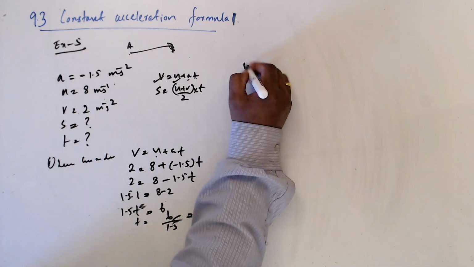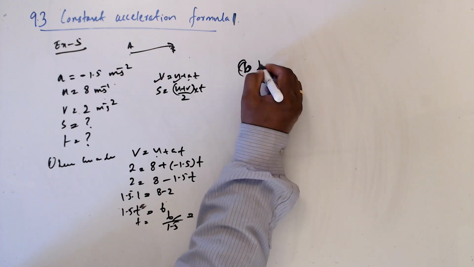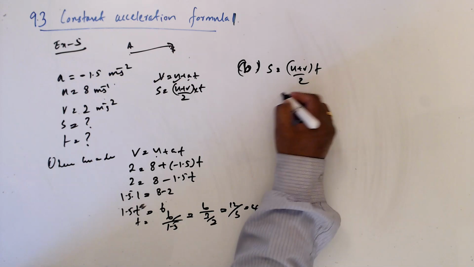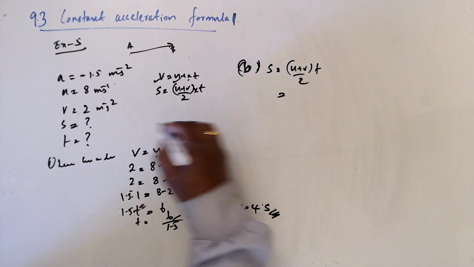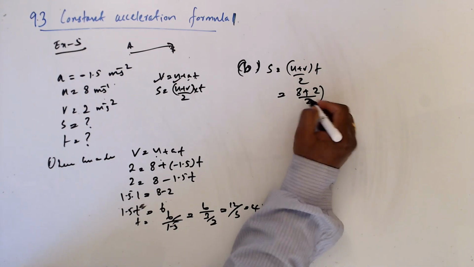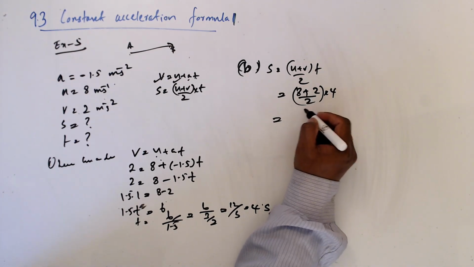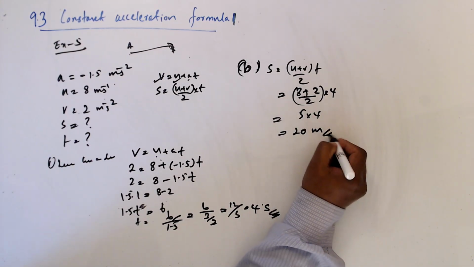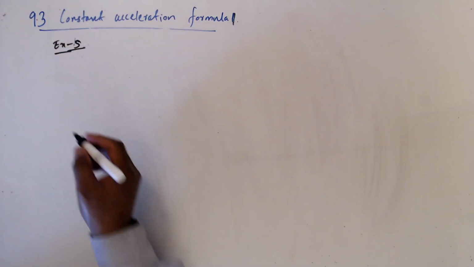And part B, the distance from A to B. The distance is S equals (U plus V) over 2 times T. U is 8, V is 2, divided by 2, and T we found is 4. So this is 10 divided by 2, 5 times 4, which is 20 meters.